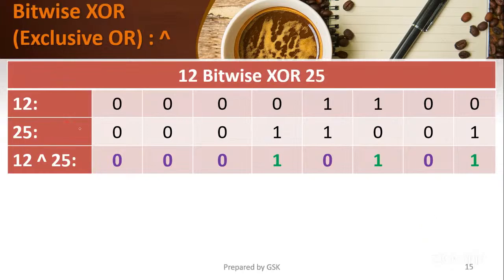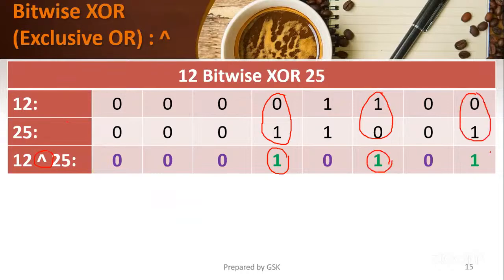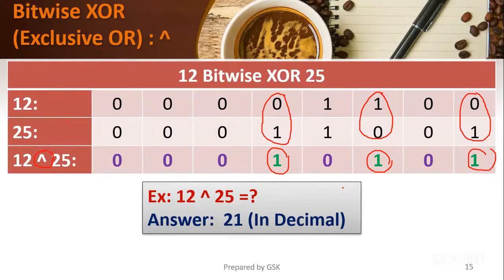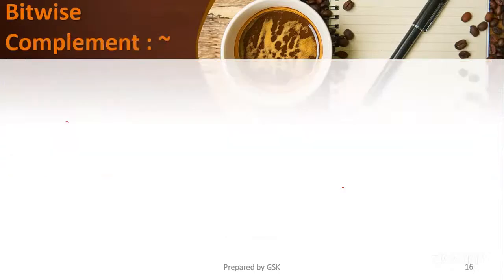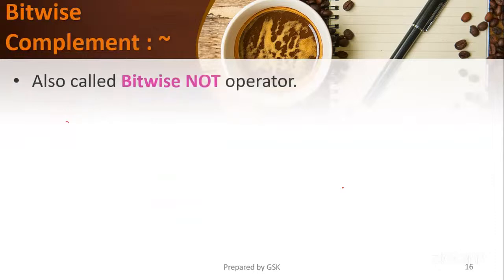Same example, 12 and 25, but the operator we are using here is bitwise exclusive OR. Whenever you have two opposite values, then only the output is 1. Okay. In all remaining cases, the output is 0. These are also opposite and 1. All remaining cases, that is 0, and that is converted into the decimal. The decimal value is 21. About exclusive OR.